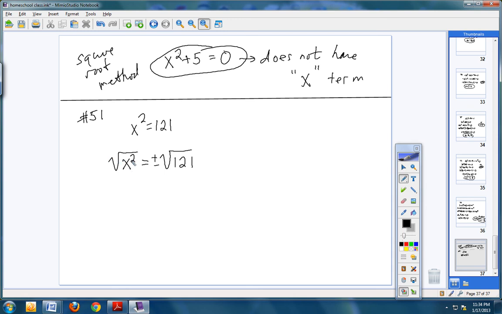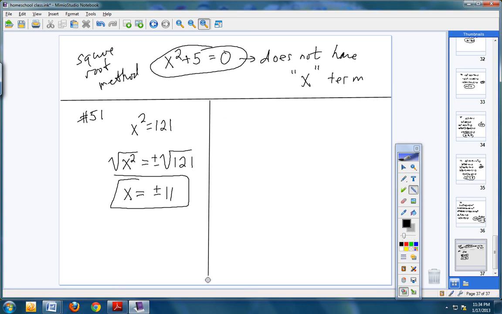So I take the square root of this side, the square root of this side, the square root of x squared is x, and the square root of 121. Are we going to solve that, or are we going to simplify it? Well, you tell me. Is that a perfect square? Yes, it is. So because it's a perfect square, we are not going to simplify it, we are going to solve it. And so I bring down my plus minus, and what is the square root of 121? 11. Remember, when you solve a radical, the square root is gone. The radical is gone. So there's your answers. So this quadratic equation has two answers, plus, minus 11.